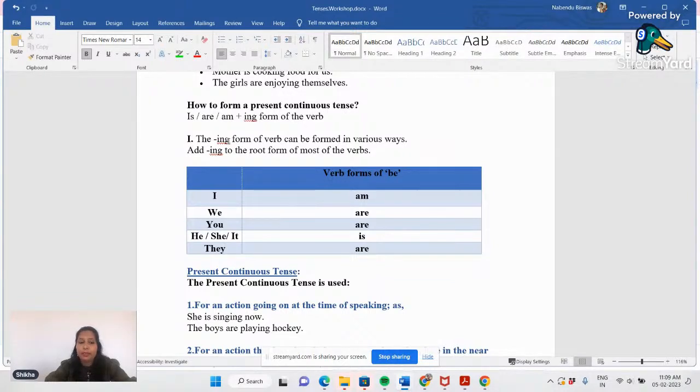Okay, so if I say he is reading, you will come to know that now he is reading. They are playing, now they are playing. I am teaching, now I am teaching. But if I say I teaching, they playing, will you understand when they are playing? No, you will not understand the time. So this is the beauty of these helping verbs, right?